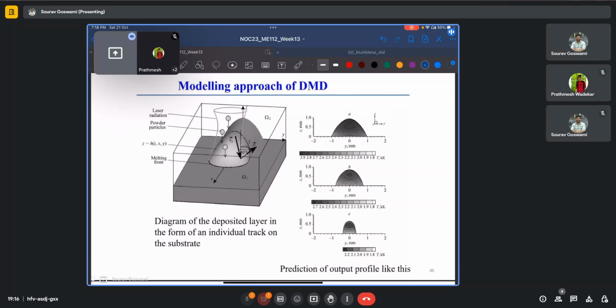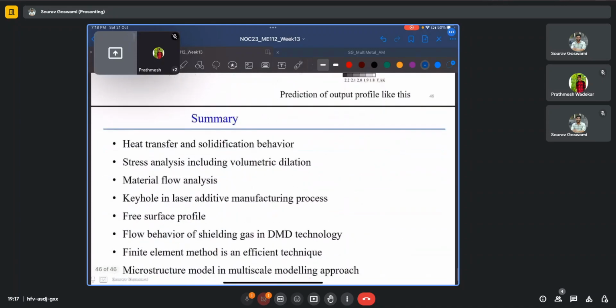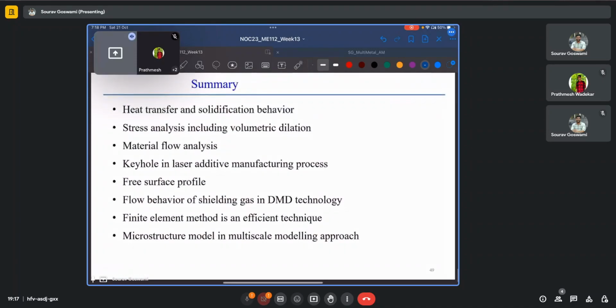Again, this interaction may also be necessary if you want to model the accurate bead shape, size and geometry. So in cases where the final finished geometry is of critical importance, we need to have an accurate recreation of each deposited bead. And in summary, the heat transfer and solidification behavior have to be incorporated into any accurate numerical model of the additive process. The stress analysis, including volumetric dilation, has to be performed for the calculation of the residual stresses and the part distortions.